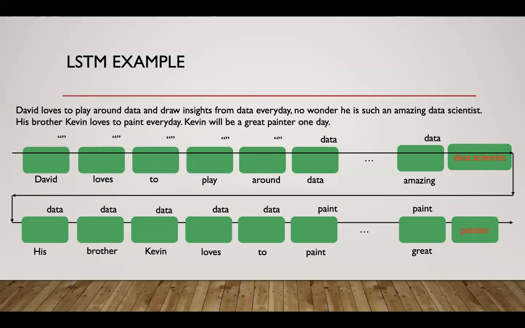The black arrow that passes through the sentence here identifies and stores keywords in the cell state, otherwise known as the long-term memory. In the first sentence, it'll pick up the word data, which leads to David being a data scientist, and store it until it runs into the word paint, which leads to his brother Kevin being a painter.